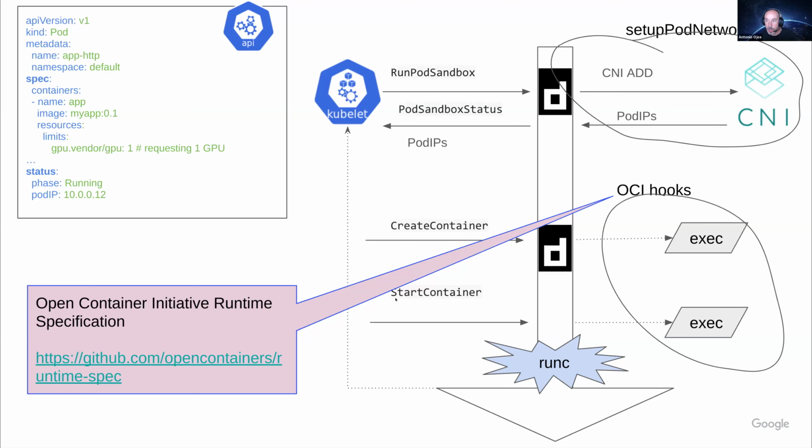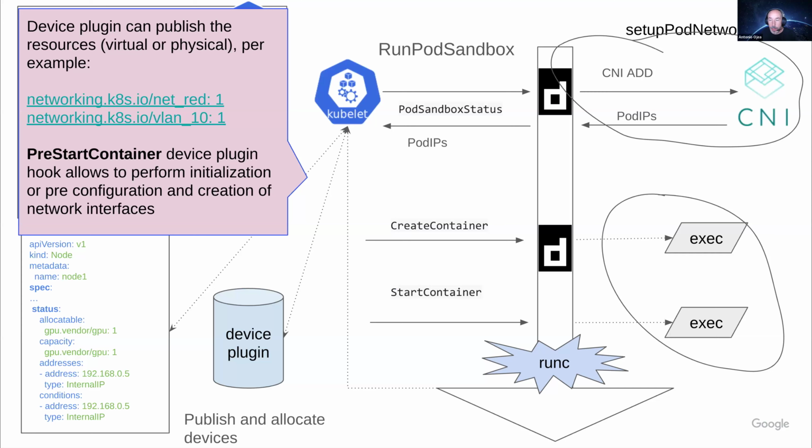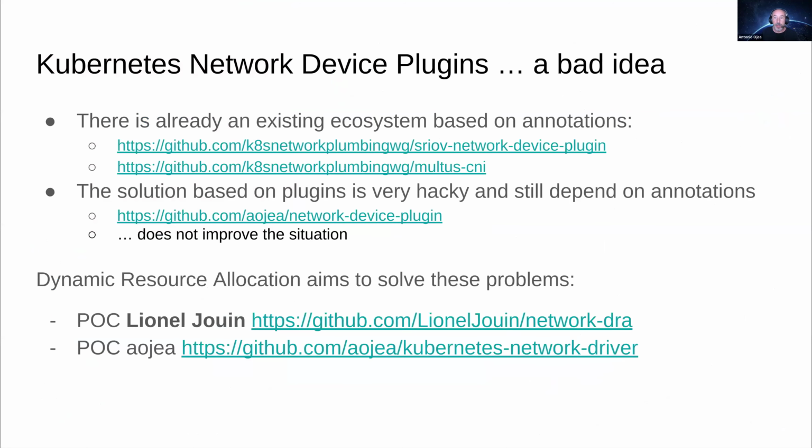Okay, so we have OCI hooks. Can we use them? And then if we have OCI hooks, how can we send information to them? How can we provide metadata to them? And I found that the device plugins are also sending some information on the pre-start container hook. Trying to put it all together, it can work, but it doesn't work fine.